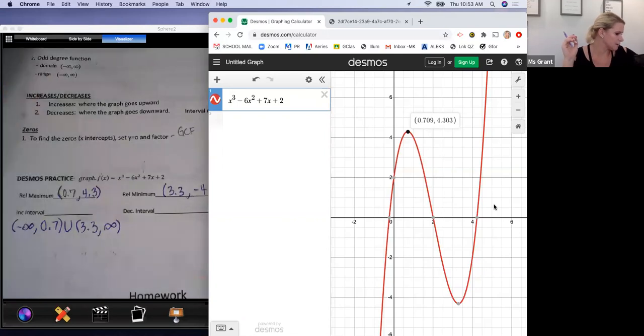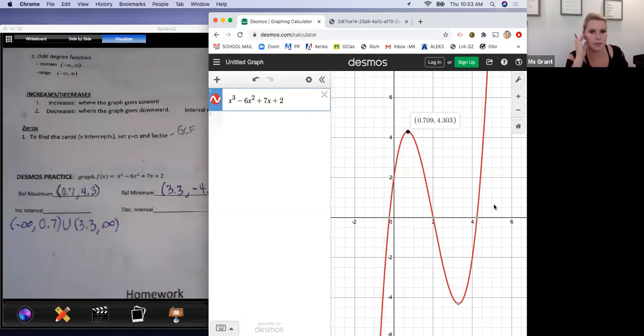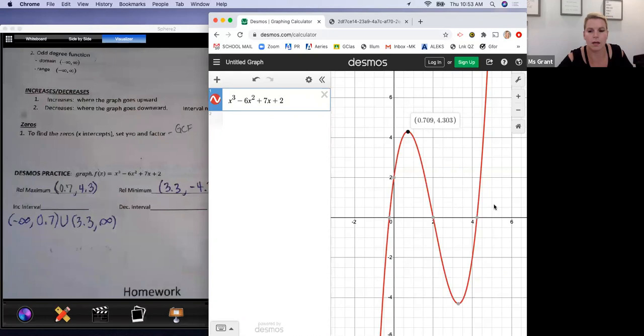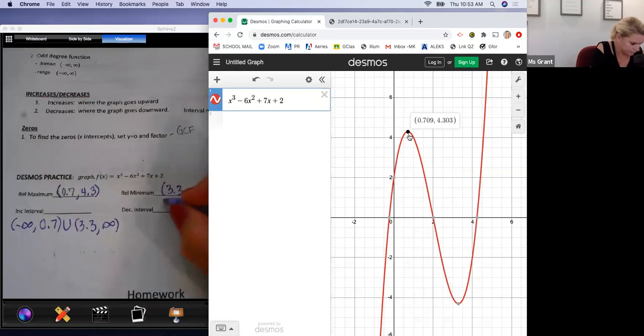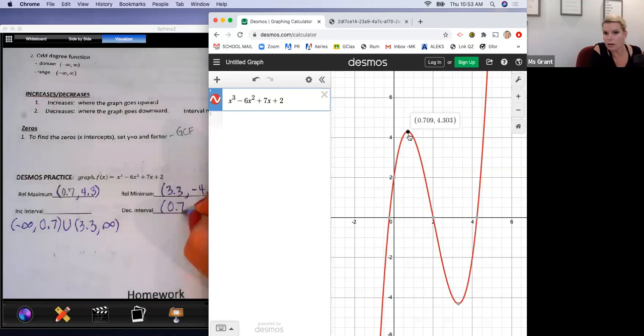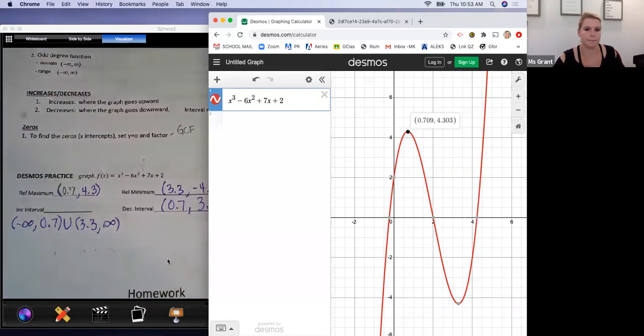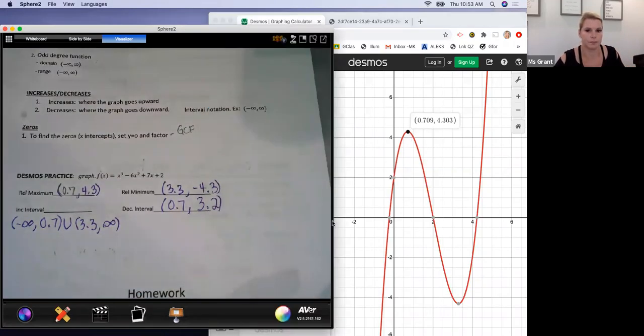Where does this decrease? Well, it only decreases in one spot. From here down to here. That's decreasing. 0.7 down to 3.2. Oh, you can't see that. I'm sorry. Okay, that's fine.